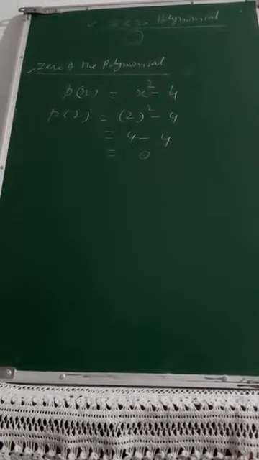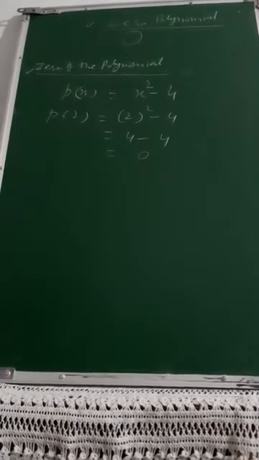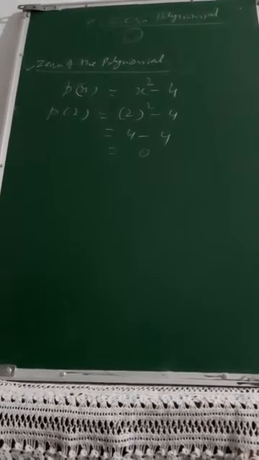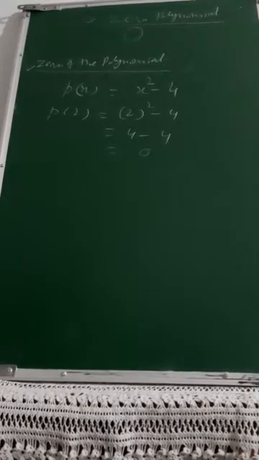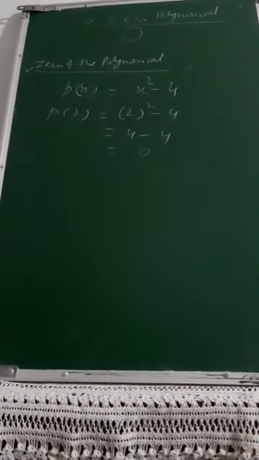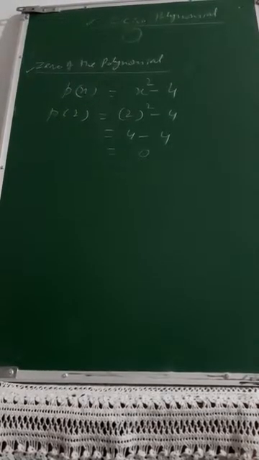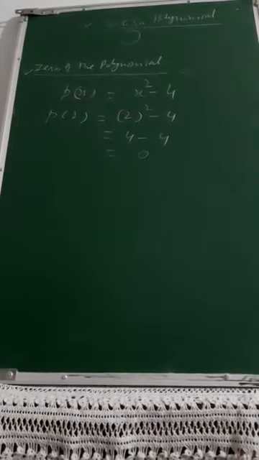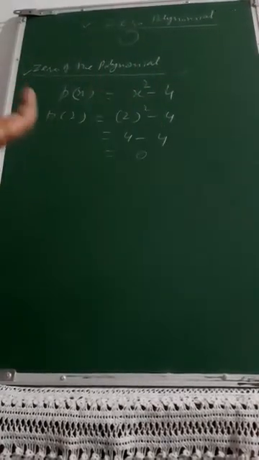So whenever you are asked to find the zero of the polynomial, you have to check whether a particular value of the variable in which the polynomial is given makes that polynomial equal to 0. Then you write, yes, this is the zero. If not, then it is not the zero of the polynomial. And remember, if the degree is 2, a maximum of 2 zeros are possible.